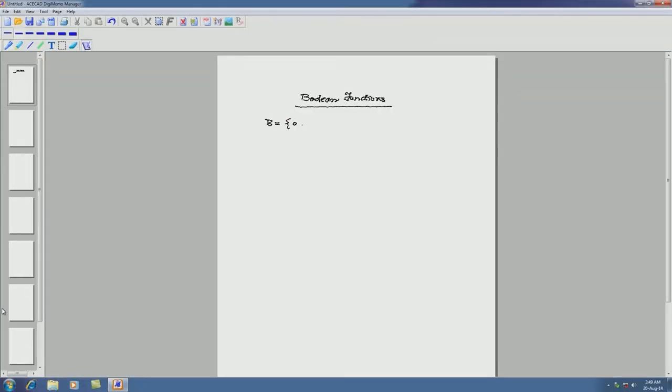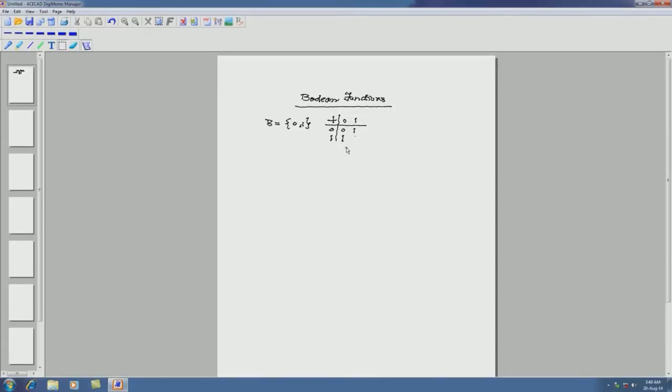Now, probably the simplest Boolean algebra consists of the set {0, 1} with the operations defined as follows. This one is the OR, or disjunction, or simply we may call it plus.